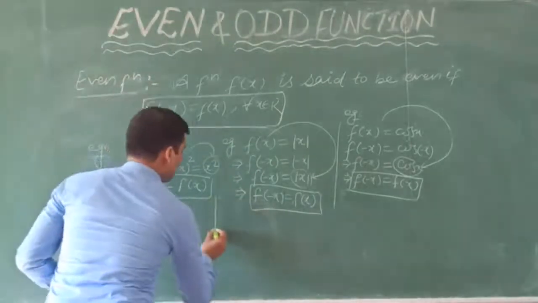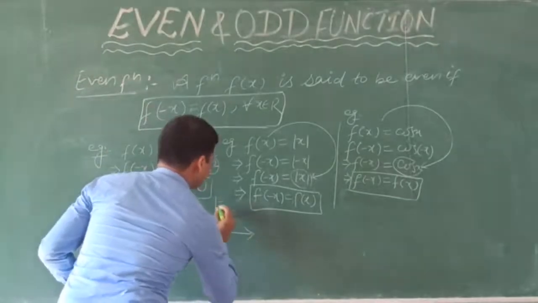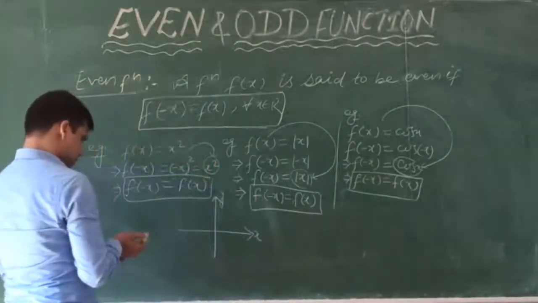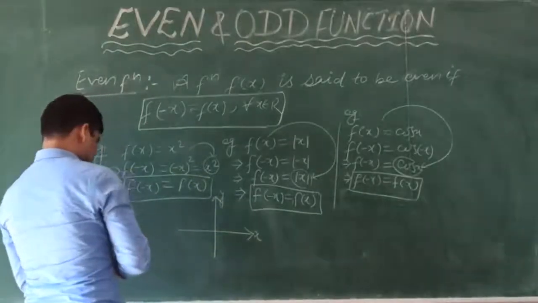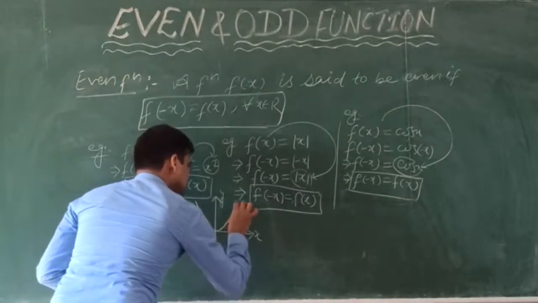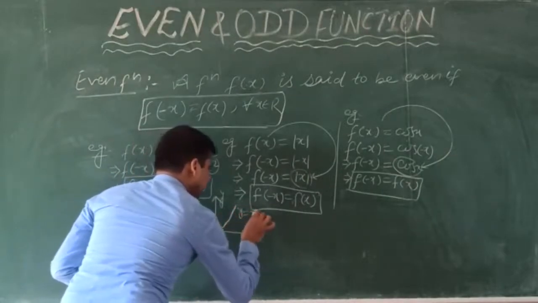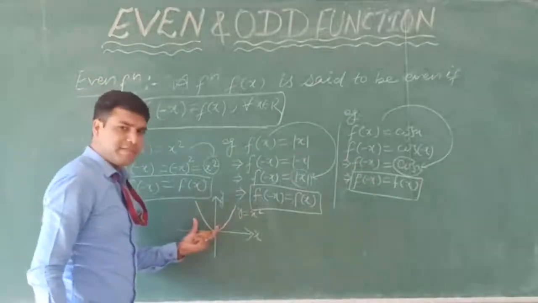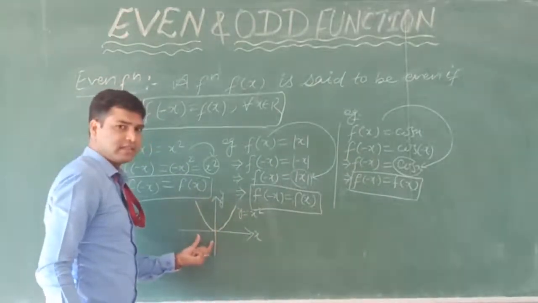Now what is the graph of x square? This is the x axis, this is the y axis. We know that it is an upward parabola, so the graph of x square is this one, y equals x square. And you can notice one thing here, this graph is symmetric about the y axis.